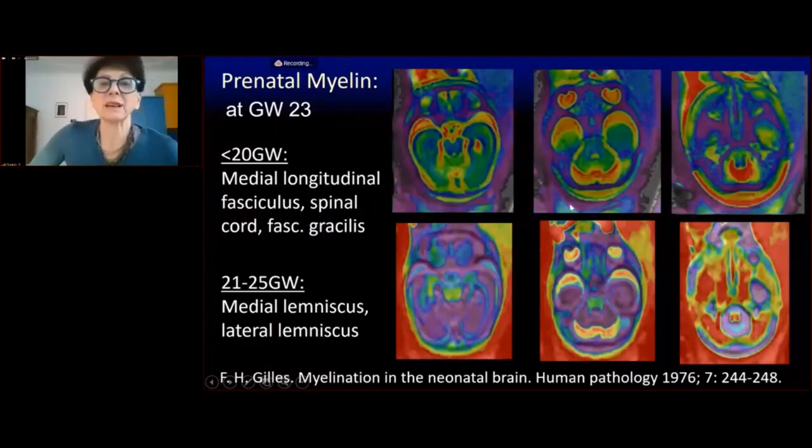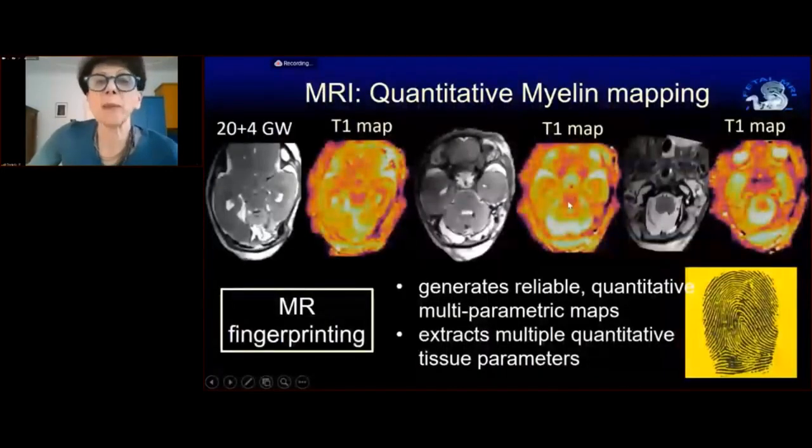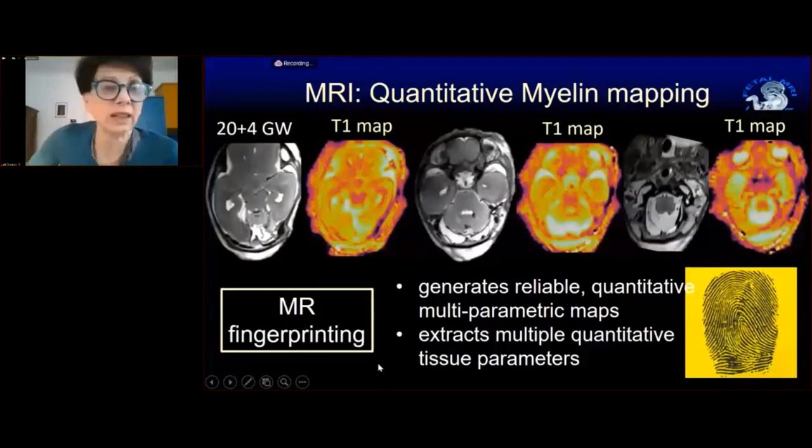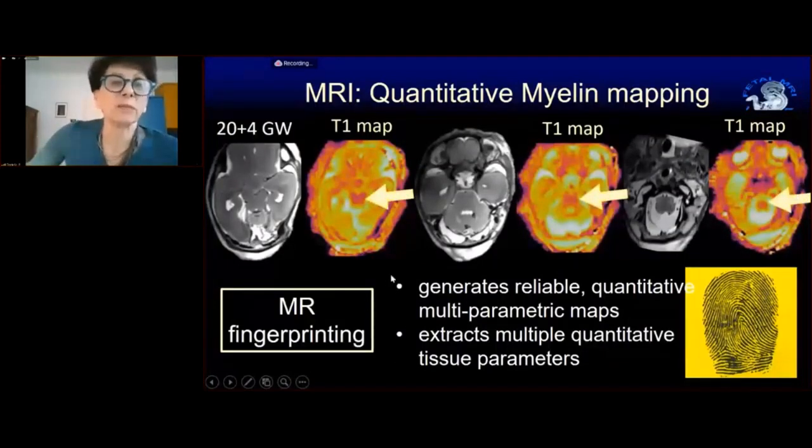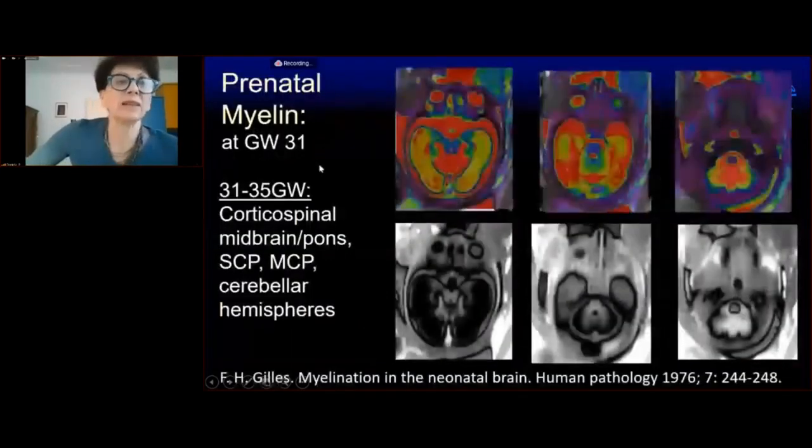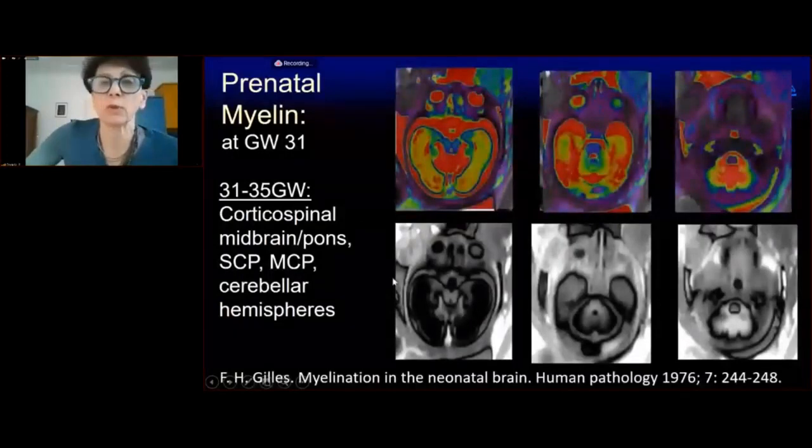It would take too long to explain that. So we think that maybe we will have another sign that we can use to evaluate posterior fossa malformations, by looking at myelin in the brainstem. Here you have it a little bit later, at gestation week 31, where rather a lot of the brainstem is already myelinated and also parts of the cerebellar hemispheres.